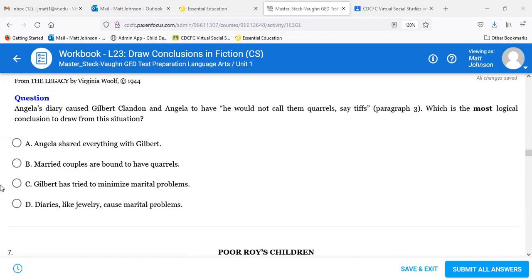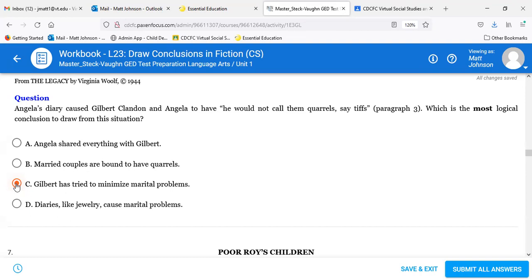Is it B or A? It's C. Gilbert has tried to minimize marital problems. So in his thoughts, he won't call them quarrels. He'll call them tiffs. So he's softening the idea of their fights by using something that's a little, again, thinking of word choice and things like that. Oh, we don't have quarrels, but we have little tiffs. We have little arguments. So that's him.